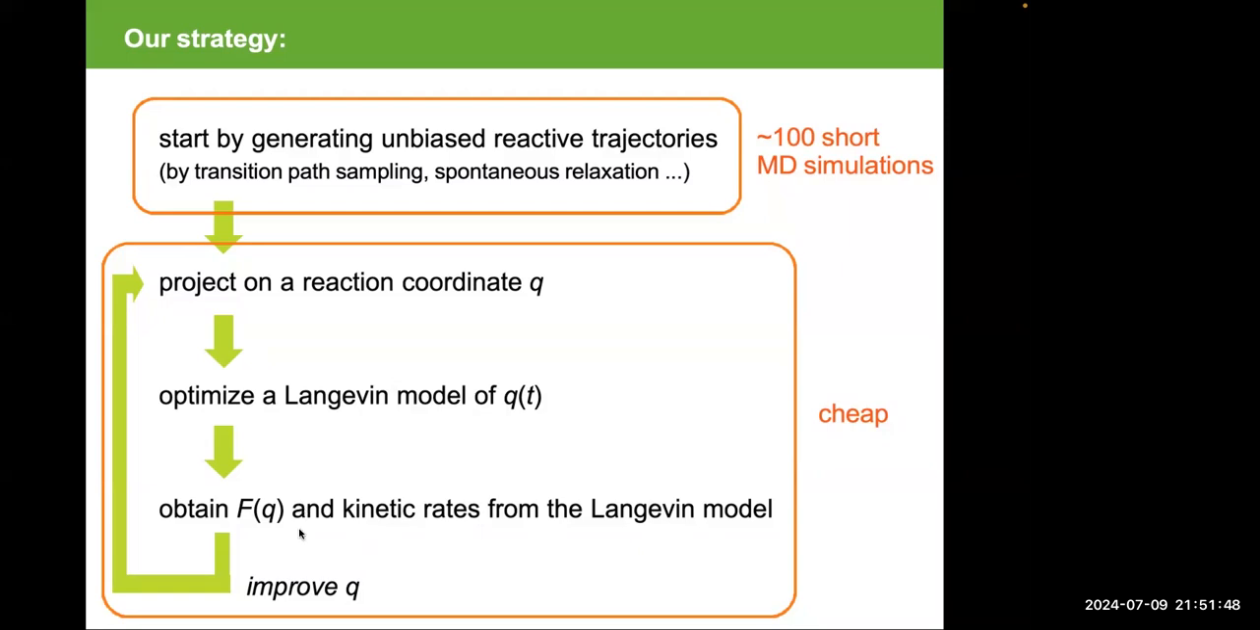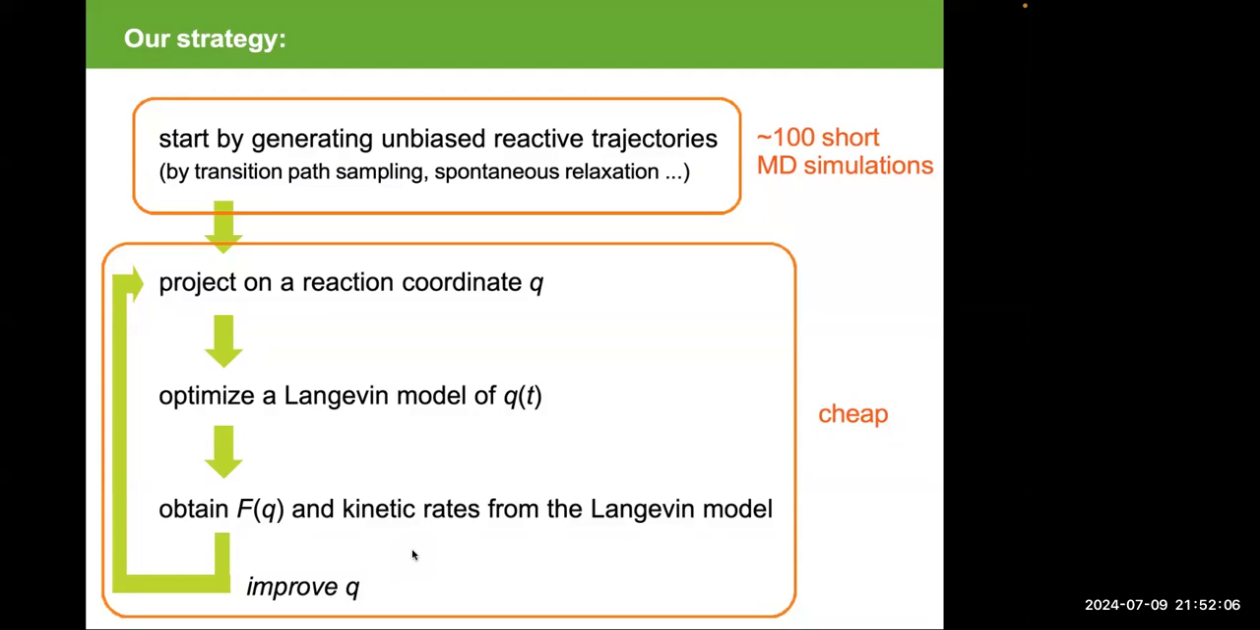Now, you can do this process iteratively, okay? You do the simulations just once in the first part, and then you try different coordinates, and each coordinate gives you a different rate. And you can iterate to improve the coordinate if you have an optimality criterion, right? If you have a sort of loss function that you have to minimize.